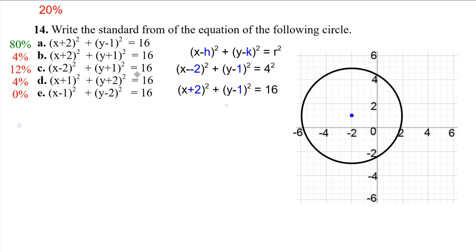It looks like the next closest one here, you just switched the values of the negative and positive, so you forgot that in the formula it's x minus h and y minus k, so it's opposite of what the original values are. So that's a common mistake as well.